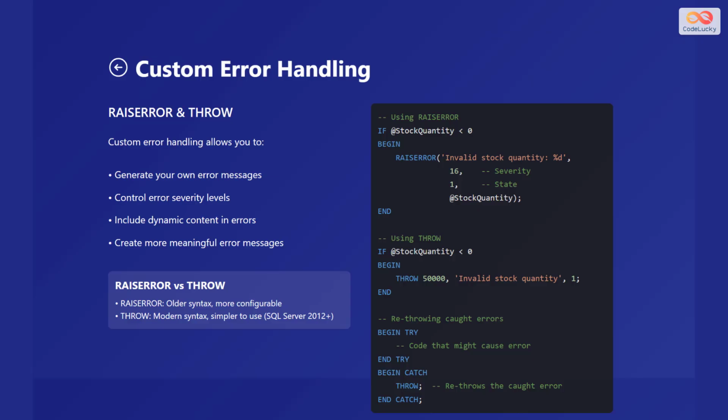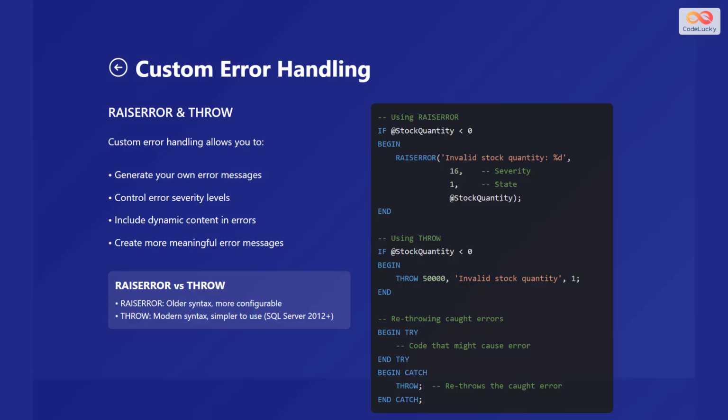Custom error handling allows you to generate your own error messages, control error severity levels, include dynamic content in errors, and create more meaningful and application-specific error messages. You can use RAISERROR or THROW to implement this. RAISERROR is older syntax, but more configurable. THROW is a modern syntax, simpler to use.